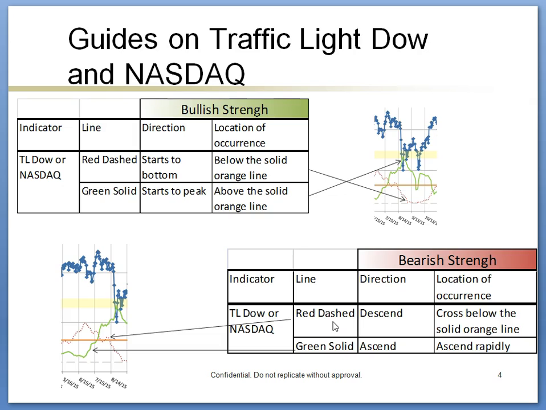The bearish indication often shows up when the red dashed line starts to descend. The bearish posture is stronger when the descending is about to cross below the solid orange line. The strongest bearish posture is when the green line is ascending rapidly and becomes higher than the red dashed line and stays high. I will point out this situation in the next few slides.